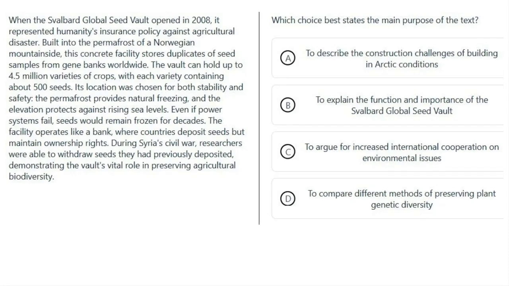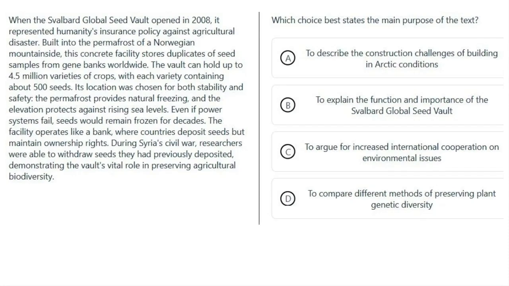The permafrost provides natural freezing, and the elevation protects against rising sea levels. Even if power systems fail, seeds would remain frozen for decades. The facility operates like a bank where countries deposit seeds but maintain ownership rights. During Syria's civil war, researchers were able to withdraw seeds they had previously deposited, demonstrating the vault's vital role in preserving agricultural biodiversity. Okay, so the main purpose here, before we go to the answers, pause it and try to guess the right answer again yourself.